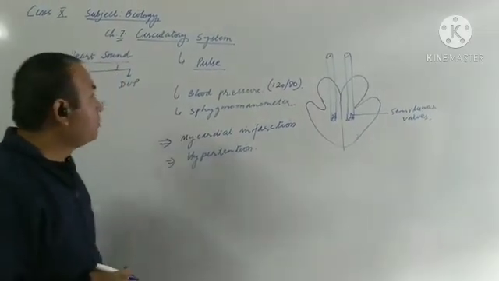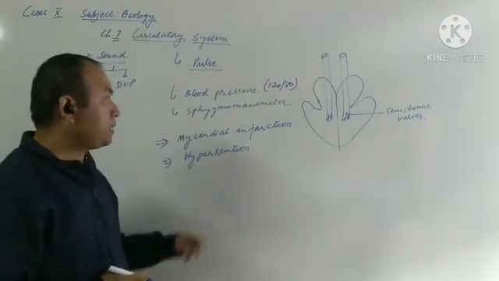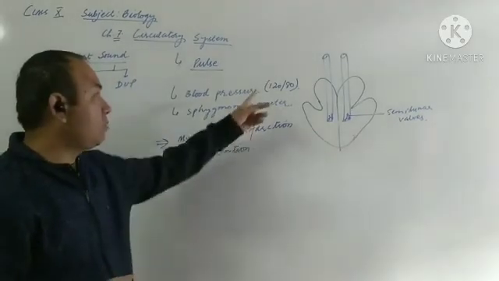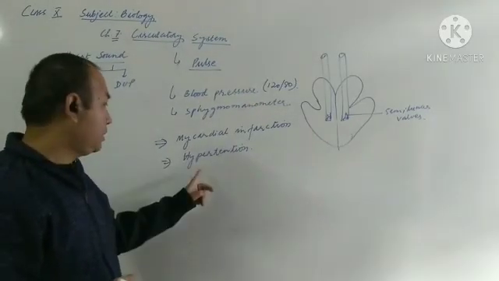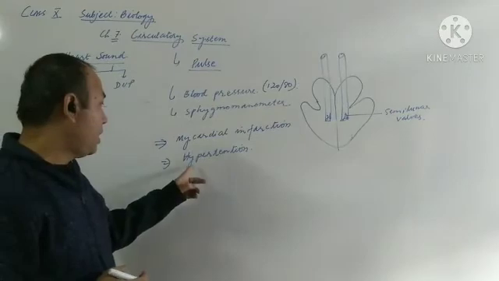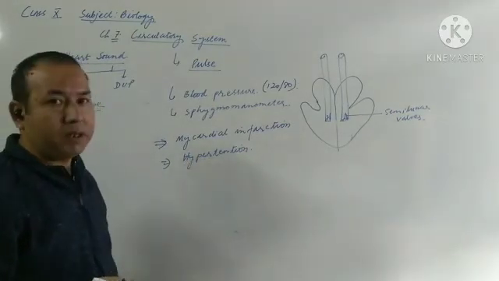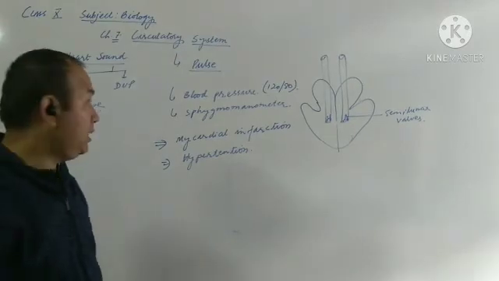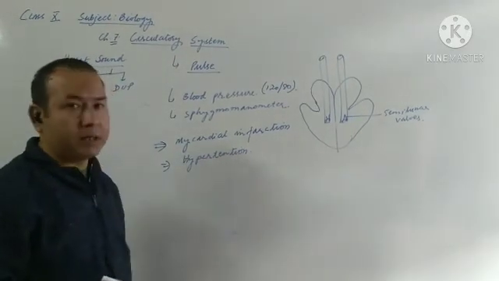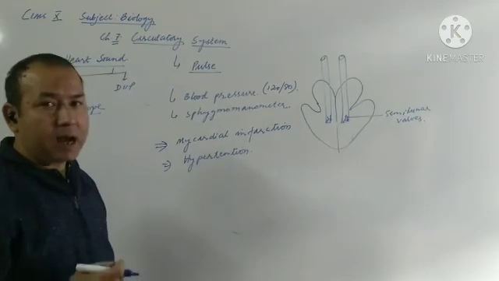Then after that comes the person with high blood pressure, more than this normal pressure, is said to be suffering from the condition called hypertension. Then again, one more complication related to the heart is myocardial infarction, which is commonly called heart attack.